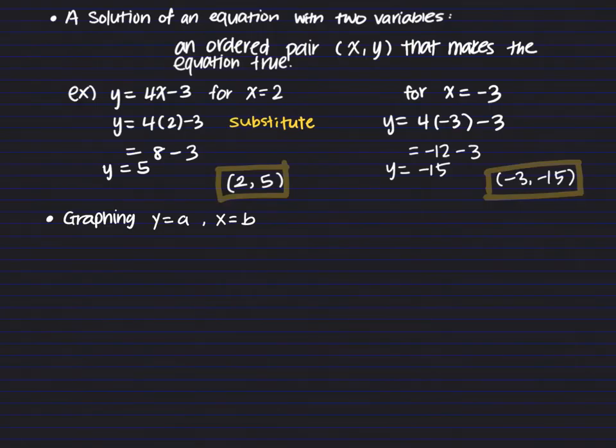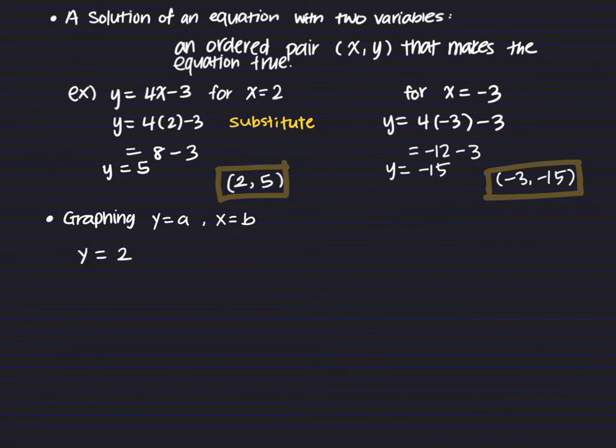The second part that we're going to look over is graphing y equals a or x equals b, when a and b are numbers. I'm just putting a and b to stand in because it could be any number. And when you only have a number instead of another variable, it's going to have a certain pattern.